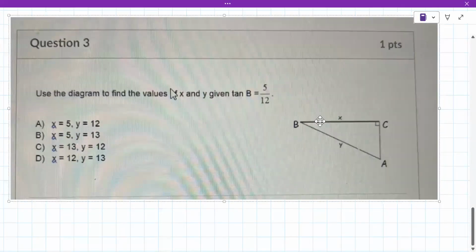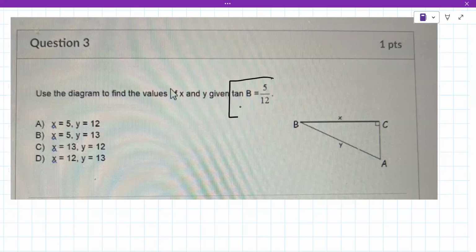All right. Use the diagram to find the values of x and y, given that the tangent of B is 5/12. So they're trying to tell you 2 of the side lengths here. And I guess I'll add a z here. Here's B. Which lengths are 5 and 12? Is it x, y, or z?